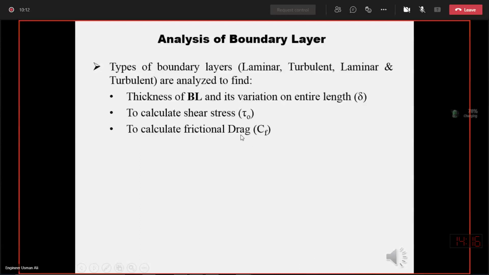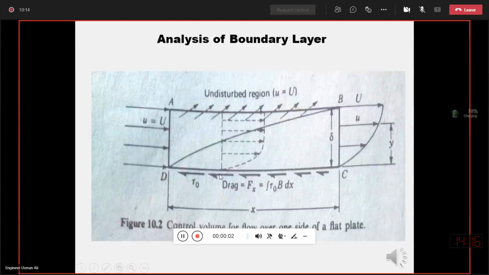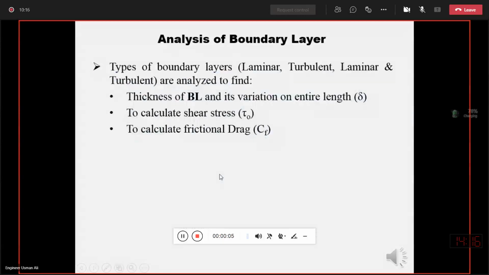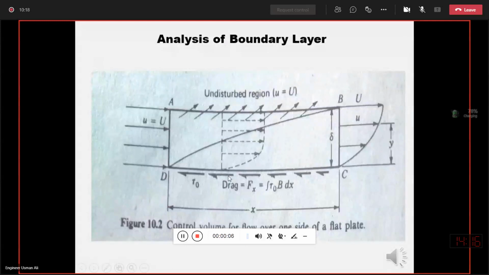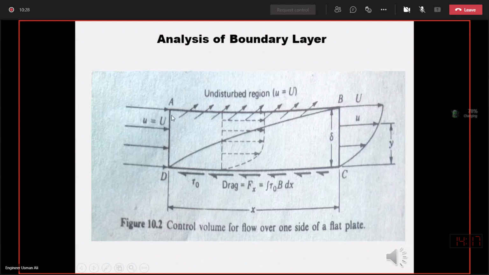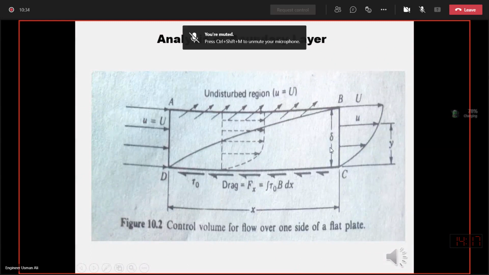Coefficient of friction drag force for the laminar boundary layer. So we started with the derivation. We consider a smooth flat plate and the fluid moving on it. We consider that there is a boundary layer developed. Outside the boundary layer, there is a control volume of the fluid. There are control surfaces AD, AB, and BC. Here the fluid is entering at AD and AB, and at BC the fluid is leaving the plate.